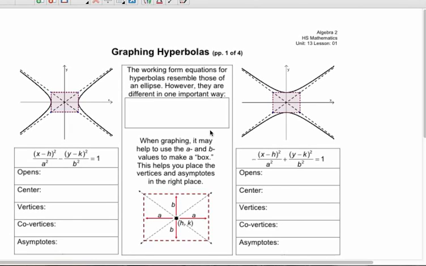So here I'm on graphing hyperbolas. We want to go on page 1. And when you look at this, the working form of equations is what we've been dealing with. Let's do a quick review.